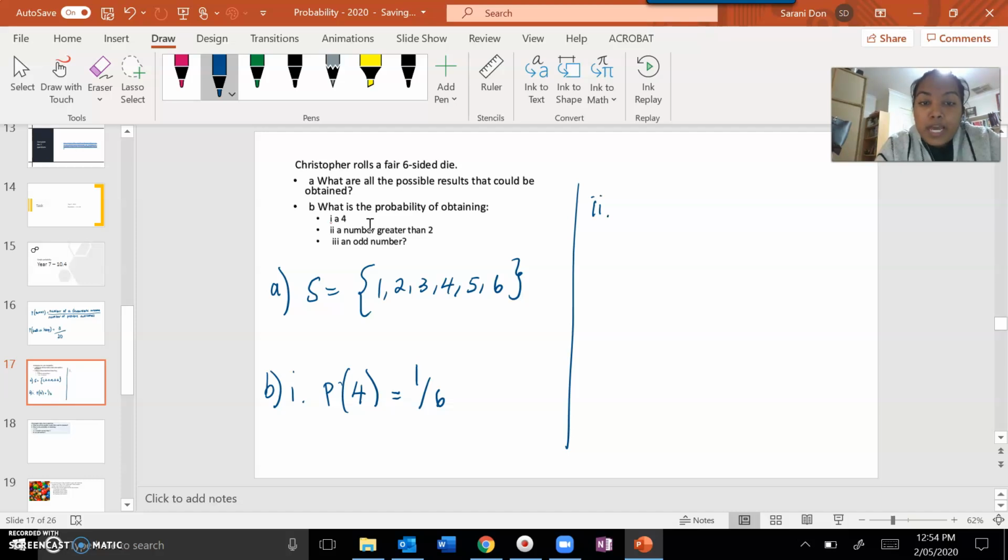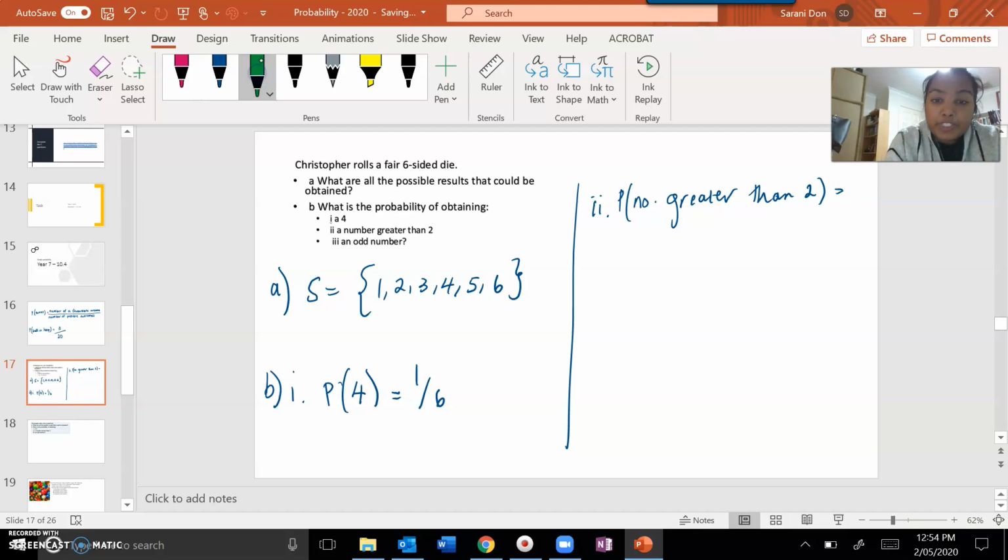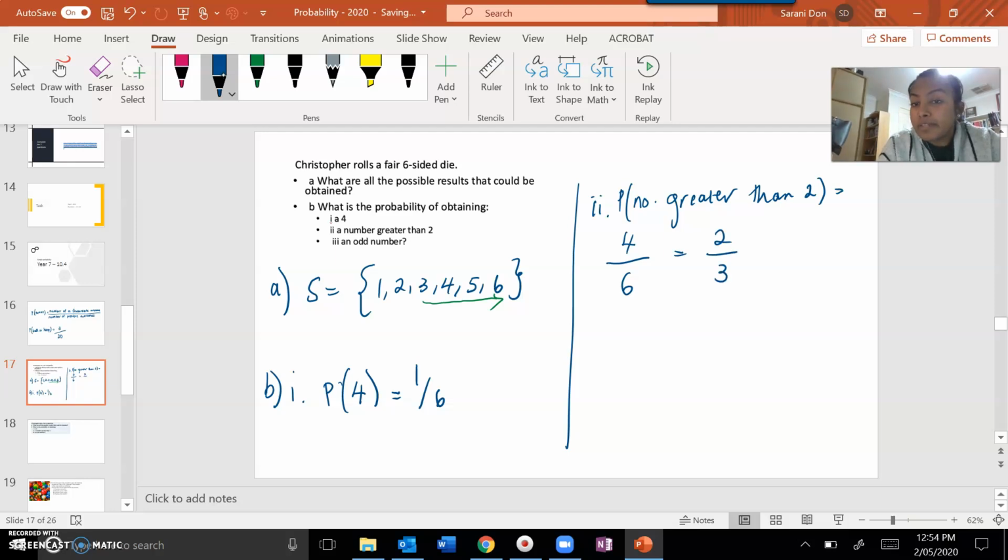Part 2, a number greater than 2. So you can just write number greater than 2. If you look at the question and the number is greater than 2, there are 4 of them. So then you just write 4/6. Again, I need to simplify as much as I can. So 2/3.